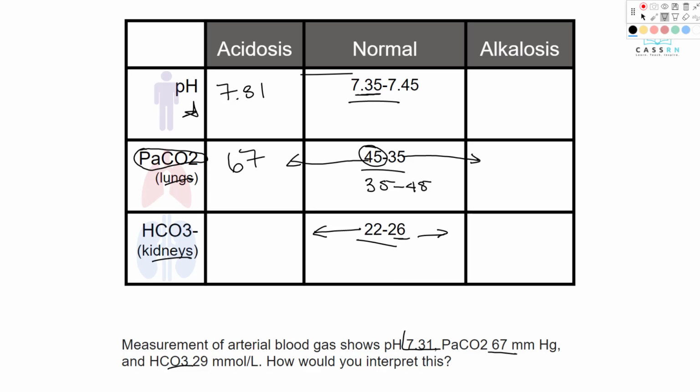So it also falls into the acid. And then we've got our HCO3, which is 29. So we come down here and we look, and it's above 26. So we're going to write it down here in 29.